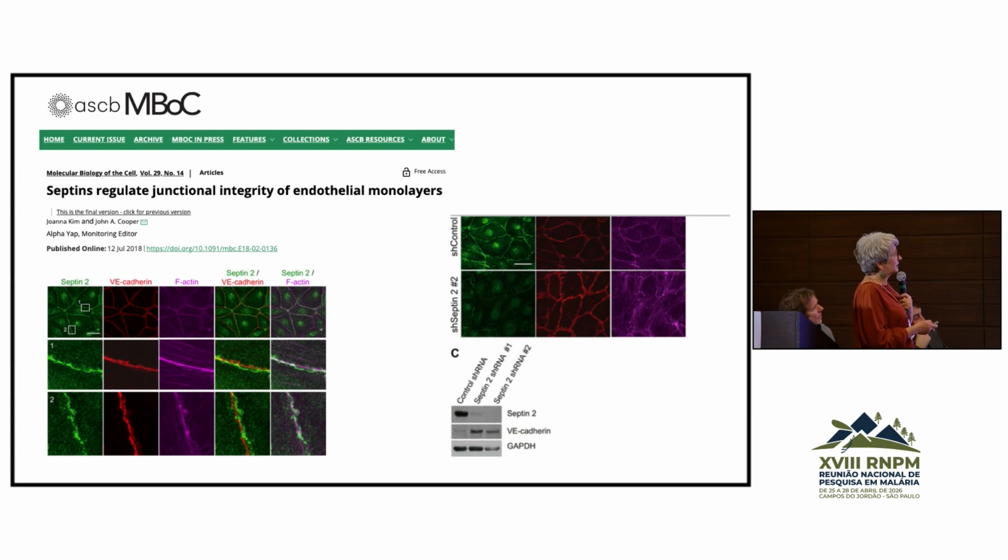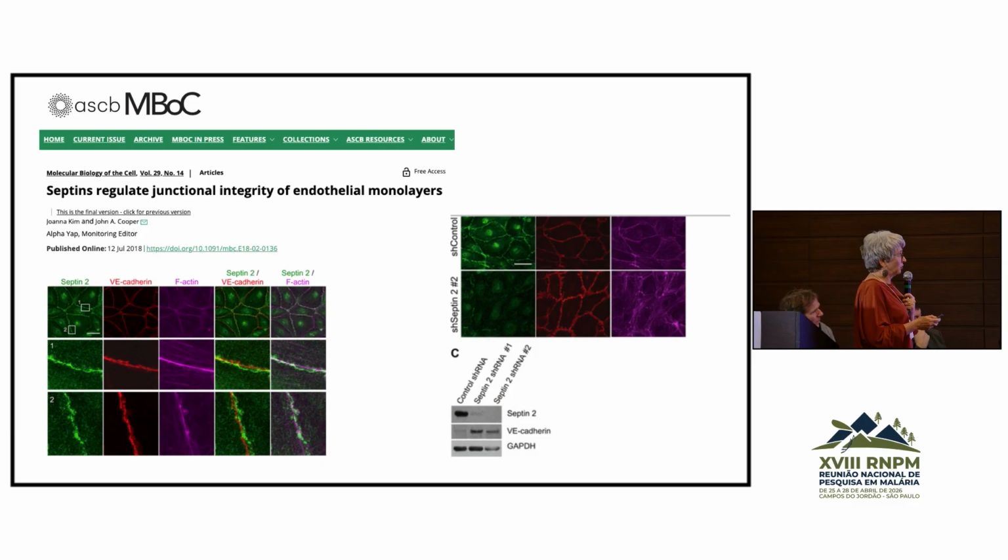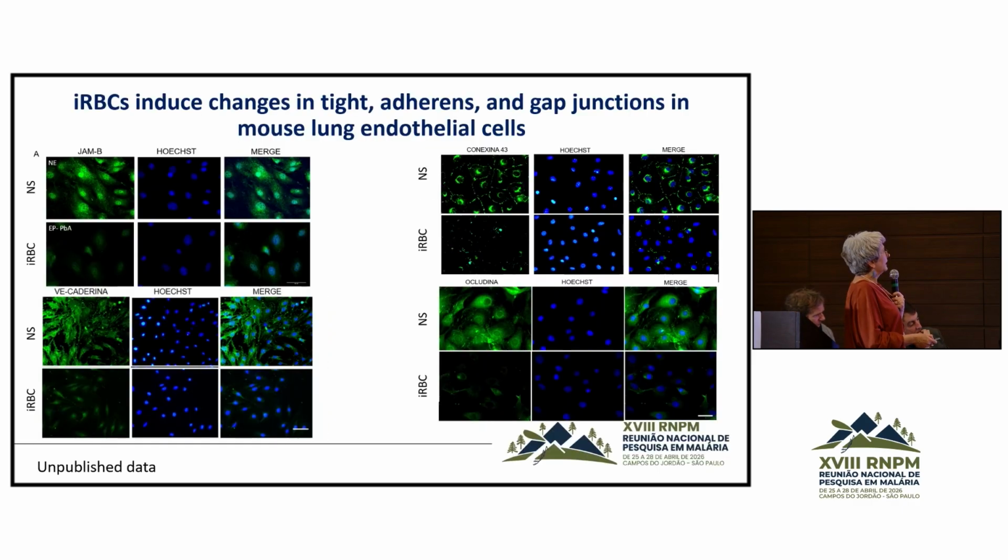And in this paper, we identified that the septins regulate the junctional integrity of endothelial monolayers, like VE-cadherin. And when we did the knockdown of septin 2, we had a decrease in the expression of VE-cadherin.